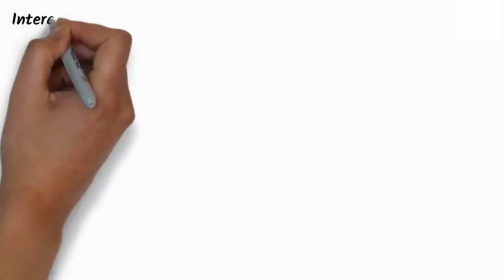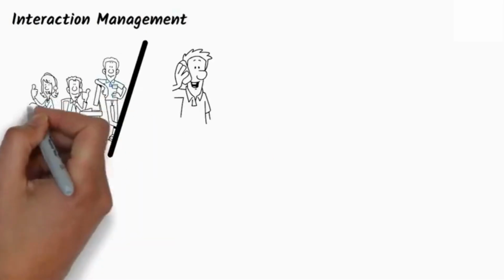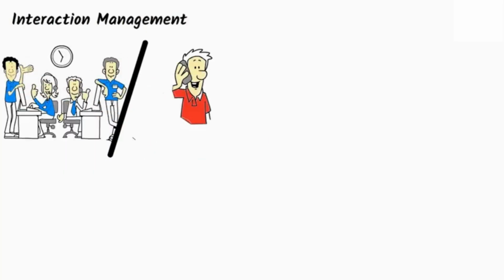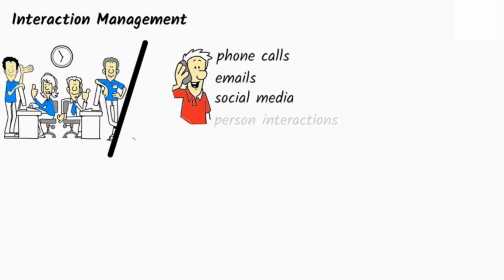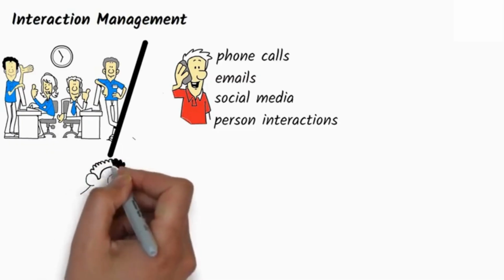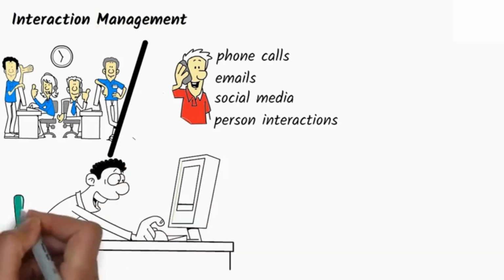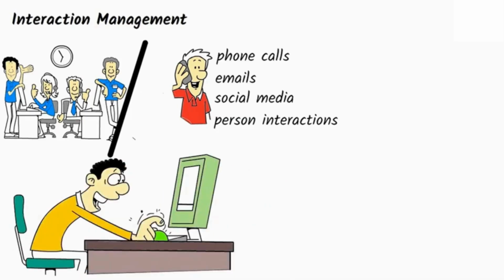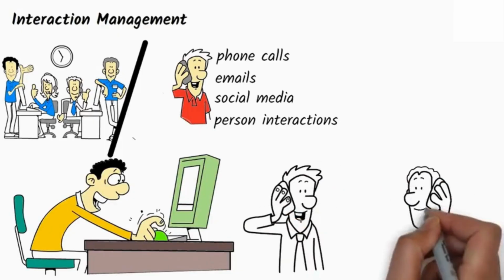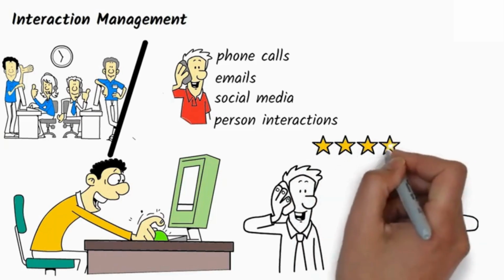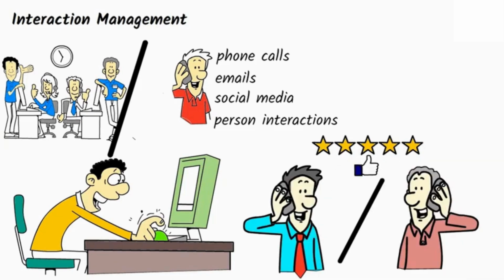Interaction management. Interaction management involves capturing and sharing customer interactions across various touchpoints, including phone calls, emails, social media, and in-person interactions. By centralizing customer interactions in a CRM system, businesses can ensure a consistent and seamless customer experience regardless of the communication channel used. It enables customer service representatives and other employees to have a complete view of customer interactions, history, and preferences, allowing for more personalized and informed customer interactions.